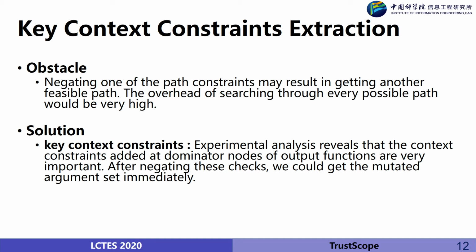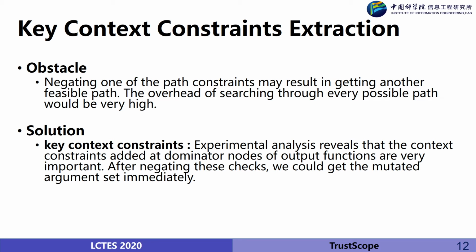After obtaining the path to output function in the previous section, the next step is to extract these context constraints. A straightforward idea to break the PDL constraint is to negate the constraint directly. However, there are many paths in a program, and negating one of the path constraints may result in getting another feasible path. The new path corresponds to another feasible interval for the PDL instruction argument.